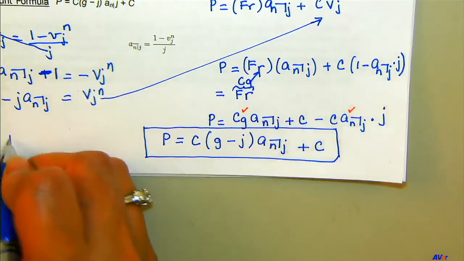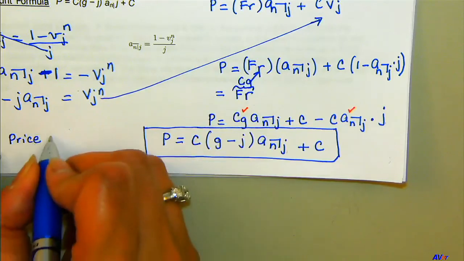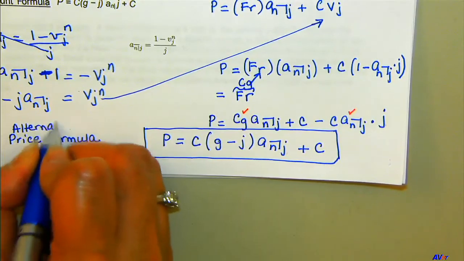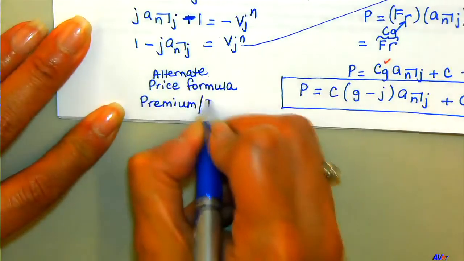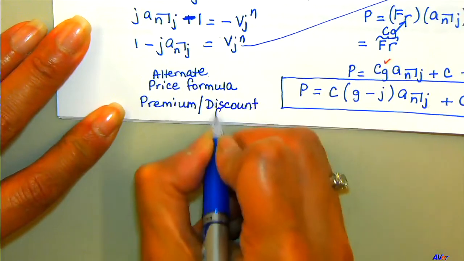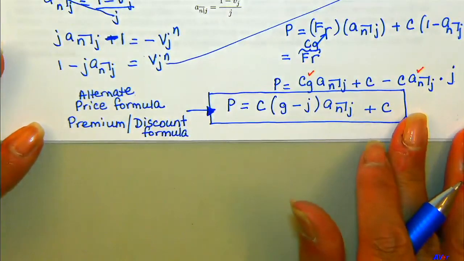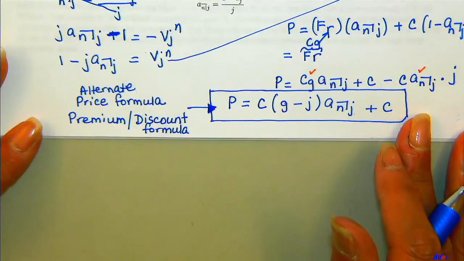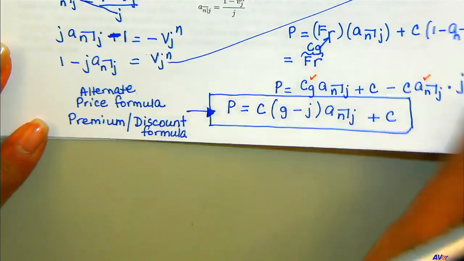And it's called the price formula, alternate, the premium discount formula. So depending on what they give you, sometimes they give you C and they give you little g and they give you little j, and you can just plug in and be done. Okay, so I think this is a good place to stop. We'll just keep plugging along in this as we go on.